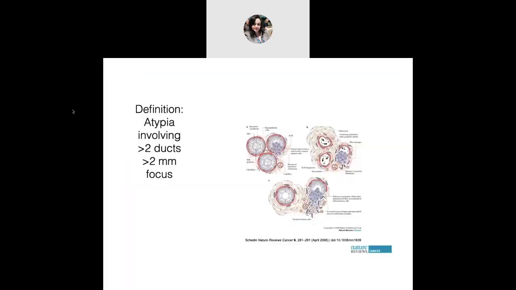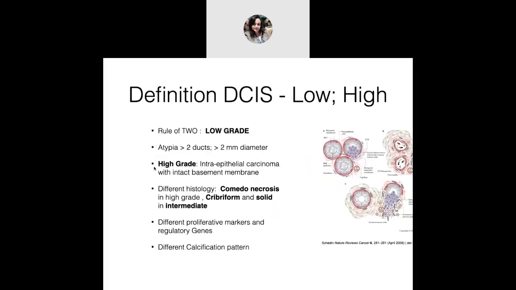Okay. Just to summarize, atypia seen in more than 2 ducts or a lesion measuring more than 2 mm. If there is some atypia, but it's only in 1 duct and the basement membrane is intact, we will just call it ADH. If it involves more than 2 ducts, one duct here, one here, one here, so 3 ducts are involved, or the cross-sectional diameter is more than 2 mm, then we will use the term DCIS. So just remember the rule of 2. Normal cells are up to 2. If they are more than 2, it's called hyperplasia. If there is atypia, then it is atypical ductal hyperplasia. Then the next rule of 2 is up to 2 ducts, ADH. More than 2 ducts, DCIS.